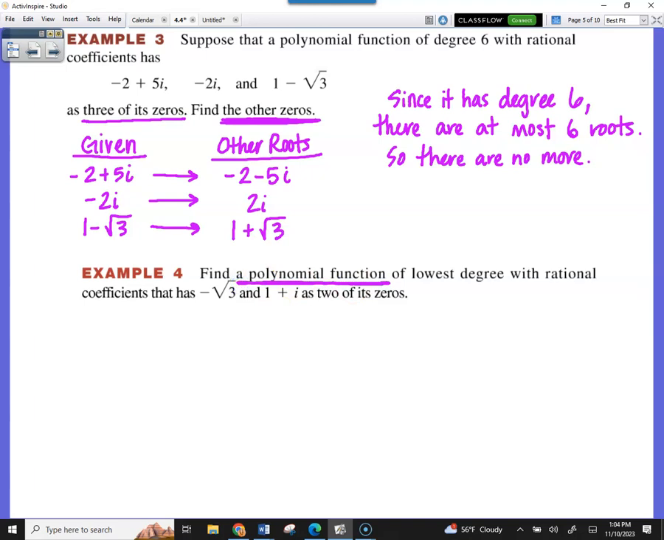Sometimes you are just finding the other zeros. Sometimes you are actually multiplying it out. There's a difference, so know when to do which. It says of lowest degree, which just means don't get crazy. Don't throw extra stuff in there. It means keep it simple. It has negative root 3 and 1 plus i as just two of its zeros that they're going to give us to start with. So y'all know me, I like to take notes. What am I given? What can I imply? And before I proceed.